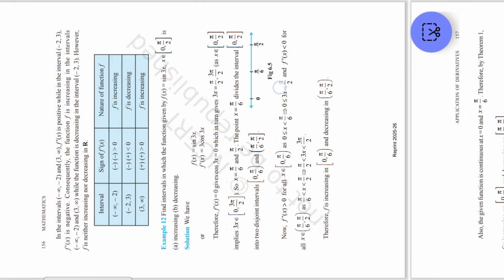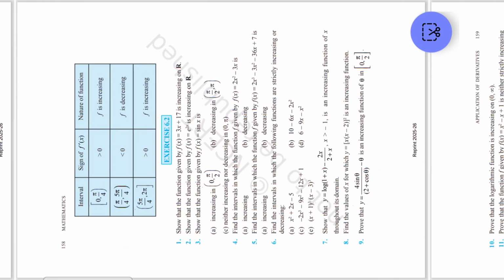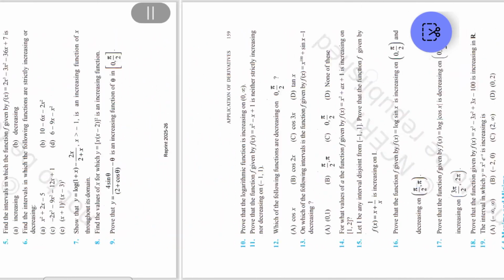And then exercise 6.2: questions 3, 4, 5, 6 A, B, C, D are important, and the 8th and 9th questions are important. And the prove that the function is given question, the 11th, is also important for 3 marks. This is for the 6.2 exercise, talking about 3 marks questions.